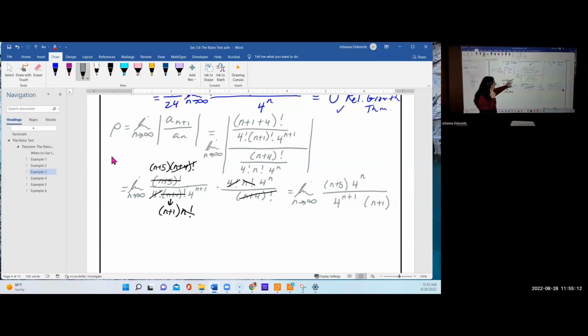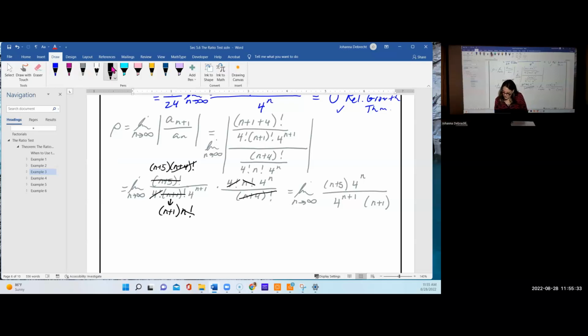N plus 5, that canceled, that canceled, that canceled. 4 to the n, that canceled, that's still there, that canceled, that's still there, that canceled. Okay, so I've got everything. Well, now I can see that I've got powers of 4. I have n on top and n plus 1 on the bottom. So you know you're going to be able to cancel.